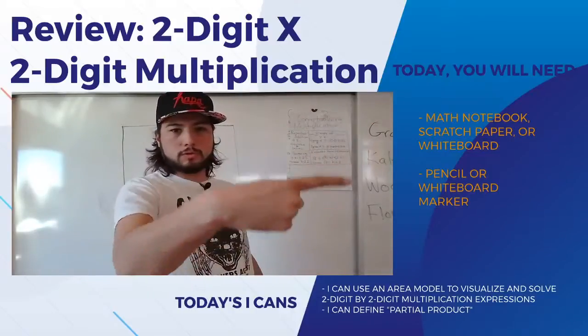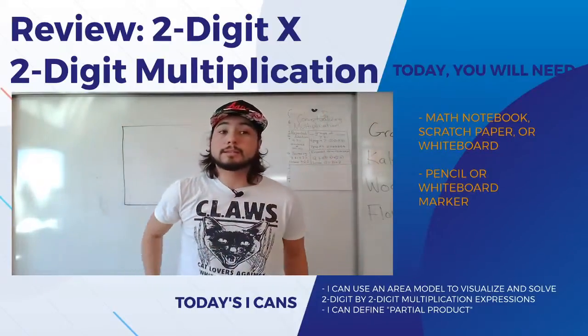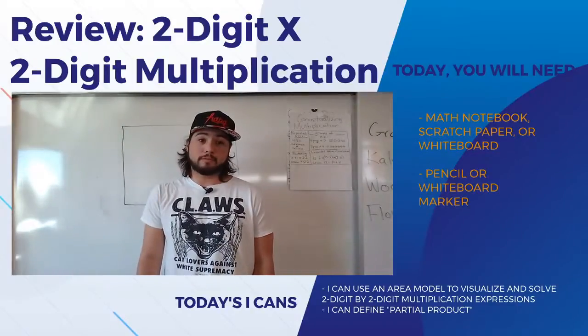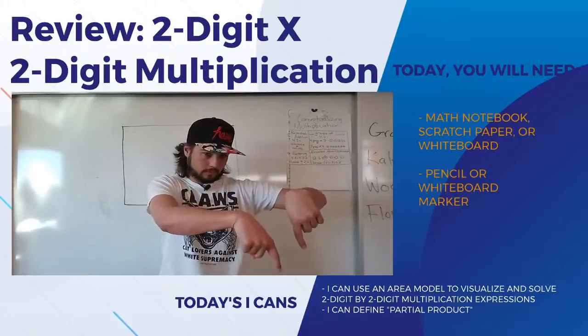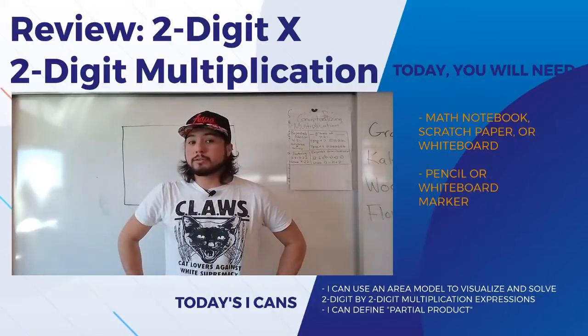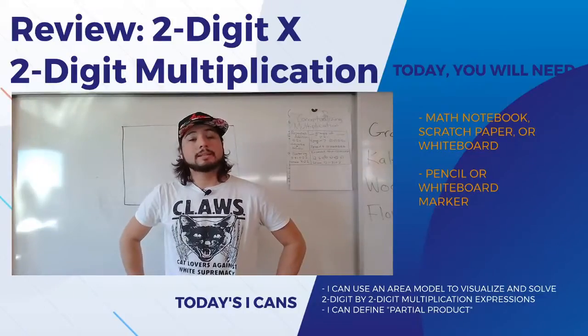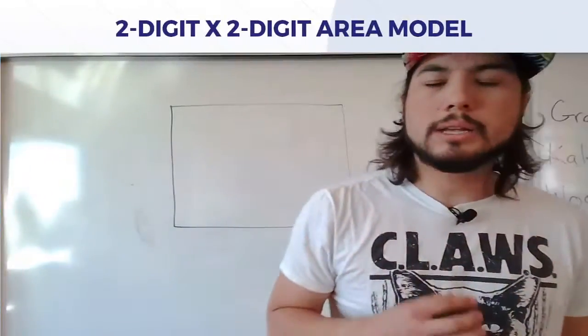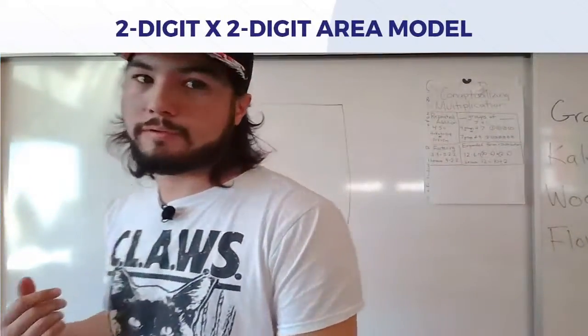Something to write on, something to write with. Please be writing while you do this. It's helpful. And then down here, there they are. There's our I cans. I can use an area model to visualize and solve two-digit by two-digit multiplication expressions. And I can define partial product. Let's jump right into it because it's something we've done before.